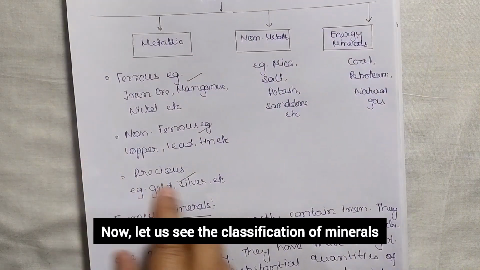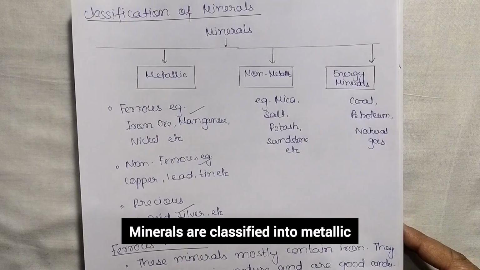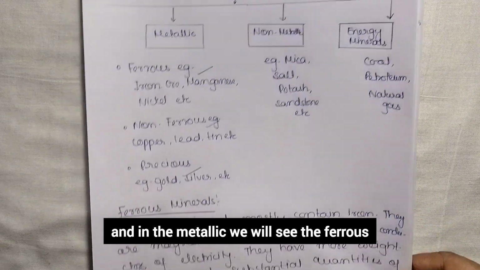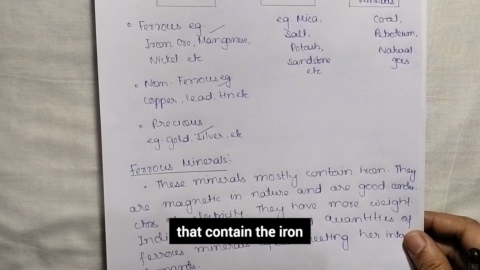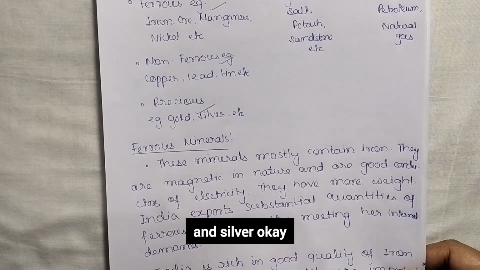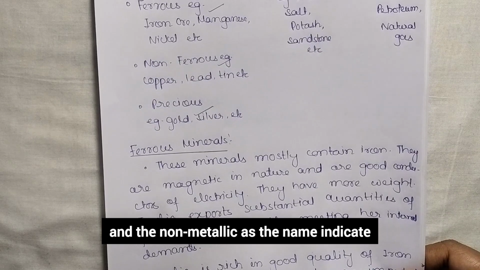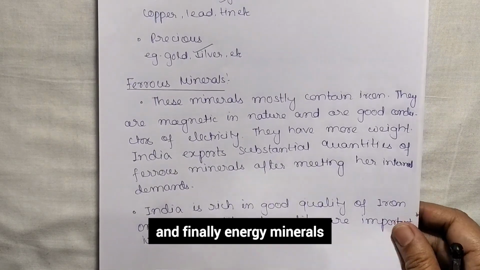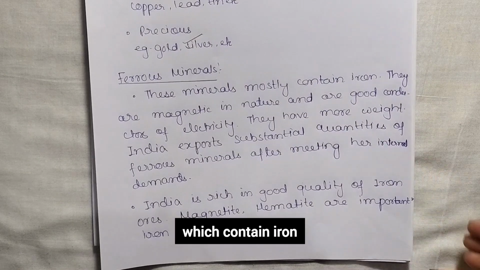Now let us see the classification of minerals. Minerals are classified into metallic, non-metallic, and energy. In the metallic we have the ferrous, which contain iron, non-ferrous, which don't contain iron, and then the precious, that is gold and silver. The non-metallic, as the name indicates, don't have any metals. And finally energy minerals.